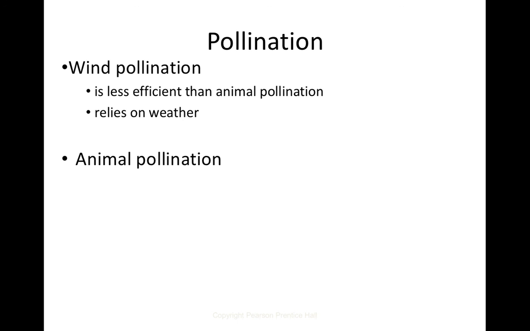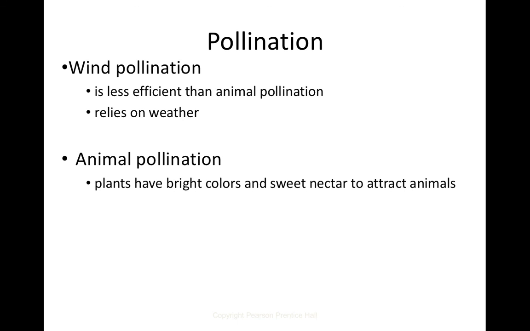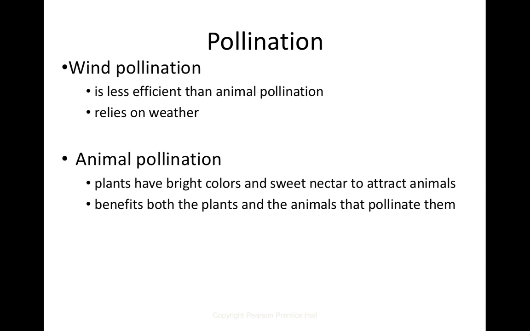Animal pollination is primarily angiosperms. So plants with flowers rely on hummingbirds and various insects to carry the pollen from one flower to another. And so plants will employ things like bright colors to attract animals or insects, tempting them with nectar as a food source, to get animals to pollinate them.